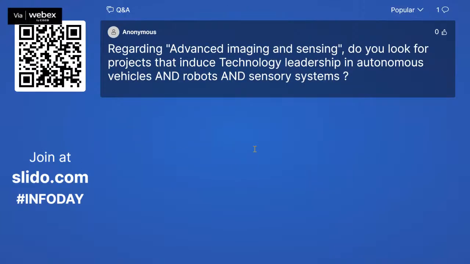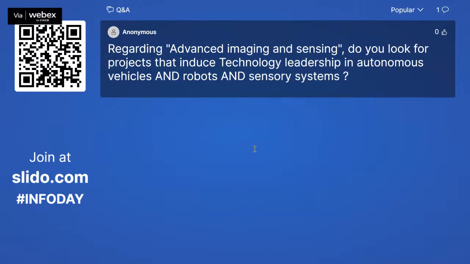All right, so regarding advanced imaging and sensing, do you look for projects that induce technology leadership on autonomous vehicles and robots and sensory systems? So is it about all 3? So that's also Henry, right? Yes, I'm reading the question again. Advanced imaging and sensing. It's about autonomous vehicles, robots, and sensory systems at the same time. I must confess that sensory system is quite generic because it can be sensory systems for robots and vehicles. So it's about the 2 of them.